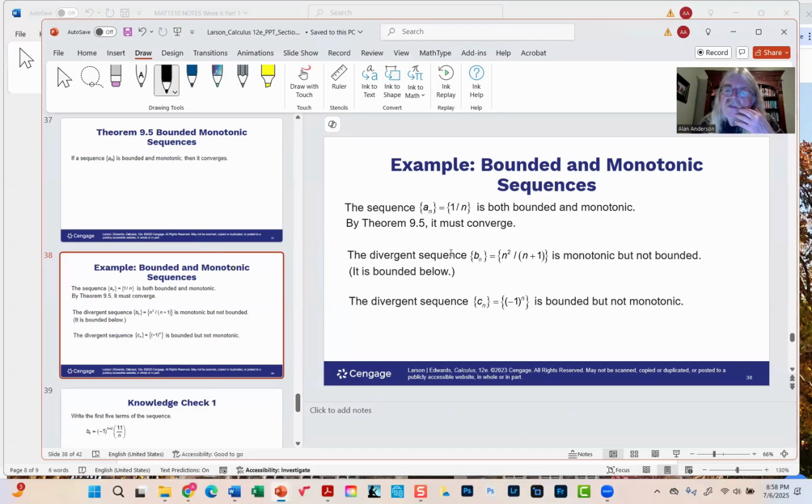And then these two divergent sequences, this one is monotonic but not bounded. It'll increase forever. And this one is bounded. This one just alternates back and forth between plus and -1, by the way, but it's not monotonic. Okay, so in other words, it has a lower bound of -1. The upper bound is +1, but it's just alternating back and forth. So that means it's divergent. It does not have a limit.